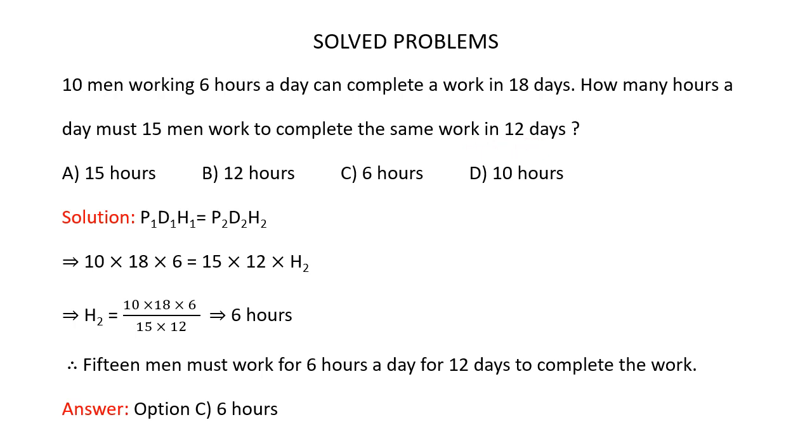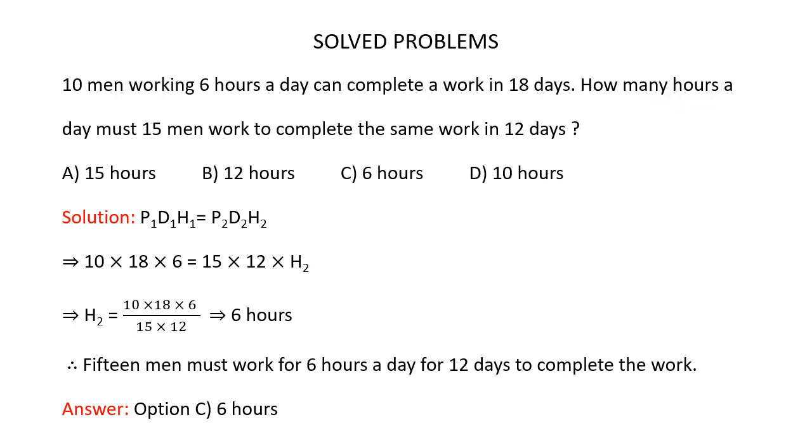You are given 4 options here and you have to find out which of these options is the correct one. Now here the work done is the same. So use the formula P1 D1 H1 is equal to P2 D2 H2. Now here P1 the number of persons is 10, D1 the number of days is 18 and H1 the number of hours is 6. Also P2 the number of persons is 15, D2 the number of days is 12 and we have to find out H2 the number of hours.